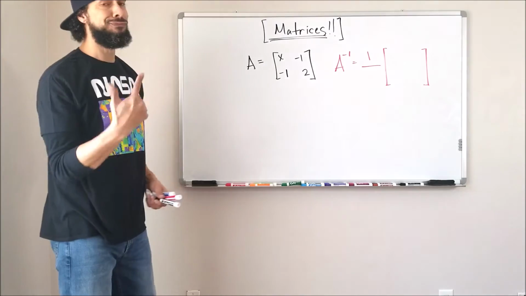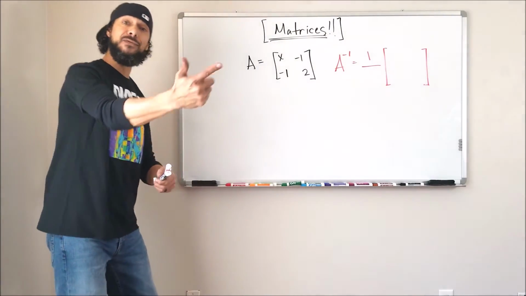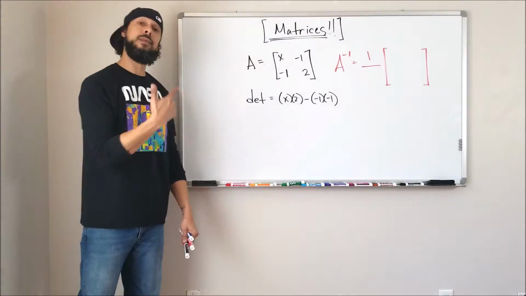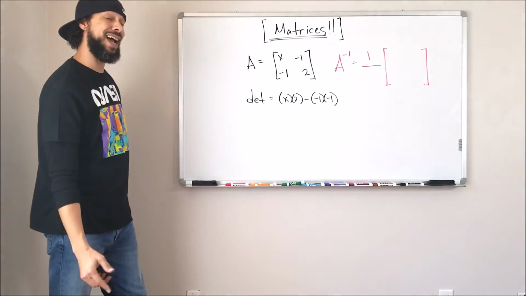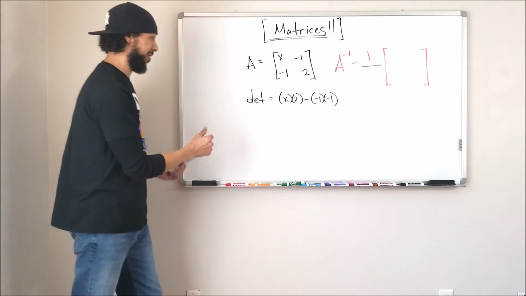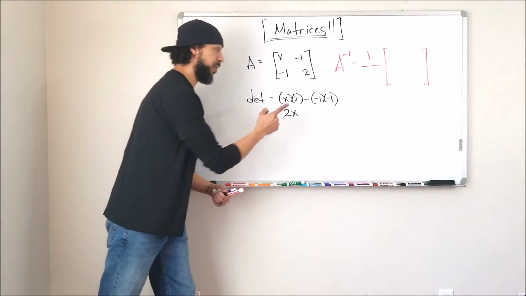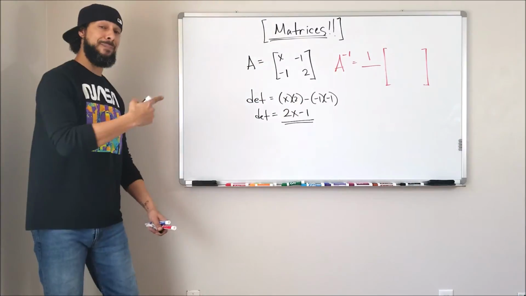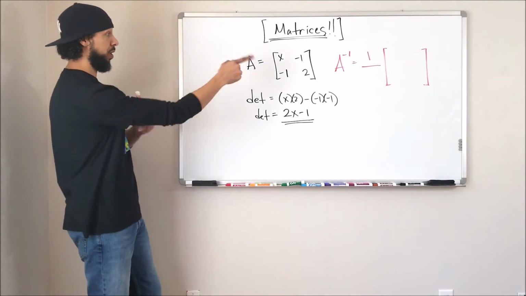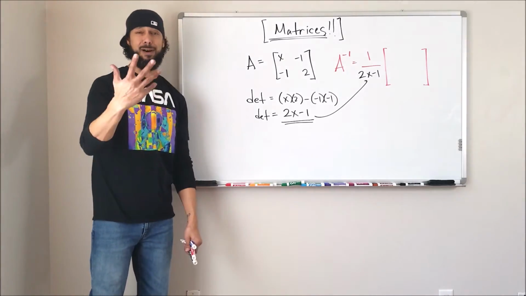So let's find the inverse of this matrix right here. Remember what the first step was? Determinant, exactly right. Let's clean this up a little bit. We know what x times 2 is. Negative 1 times negative 1 is positive 1, but I'm subtracting. You know why we need that? Because it goes right there. We're done with the hard part.